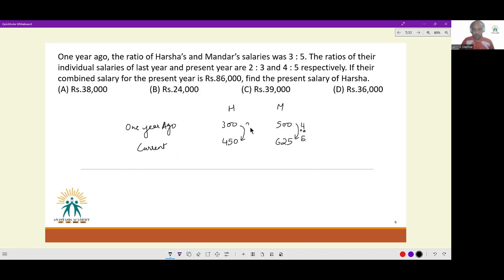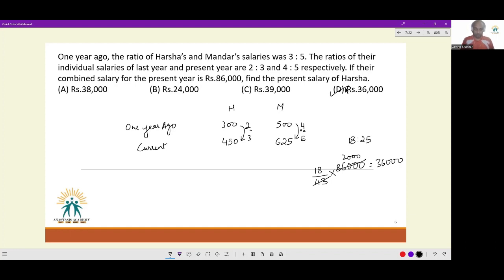Remember, these two numbers are in the ratio 4:5, and these two numbers are in the ratio 2:3. So for the current year, what we have got is 450 is to 625. This is not the simplest ratio. Let's simplify it. We get 18 is to 25. So now if I'm looking for the present salary of Harsha, I have to do 18 upon 43, which is 18 plus 25, into 86,000. So cancel, I get 2,000, or 18 into 2,000 is 36,000, so option D is the right answer.